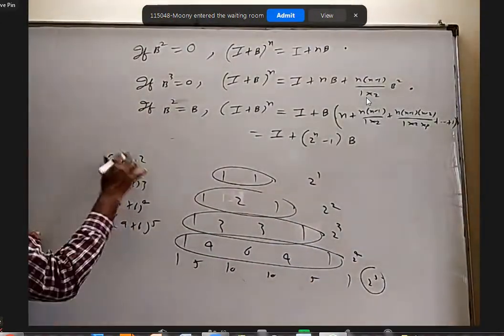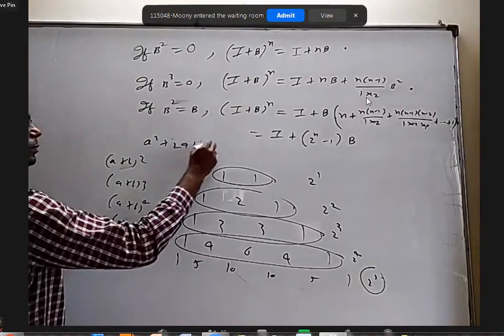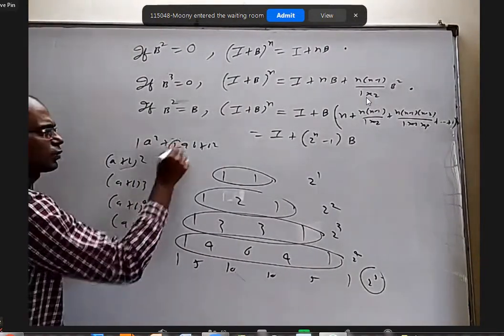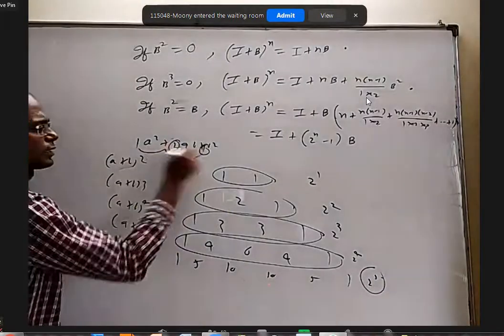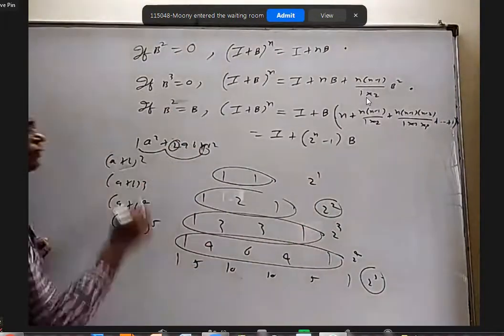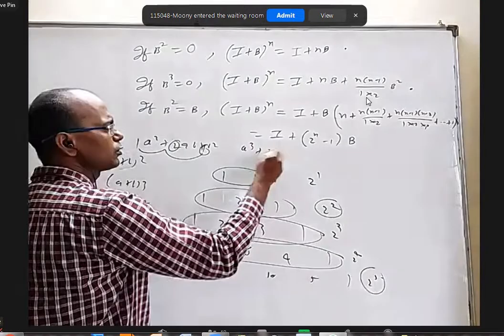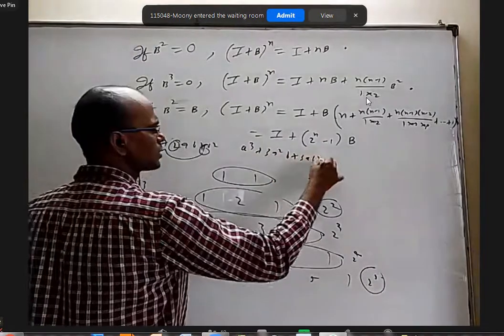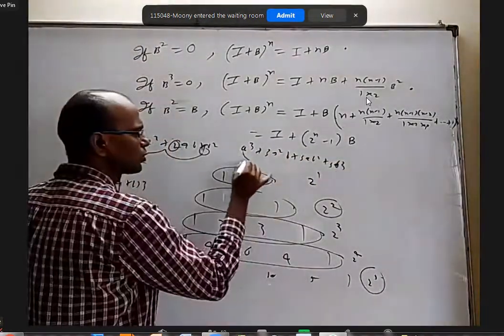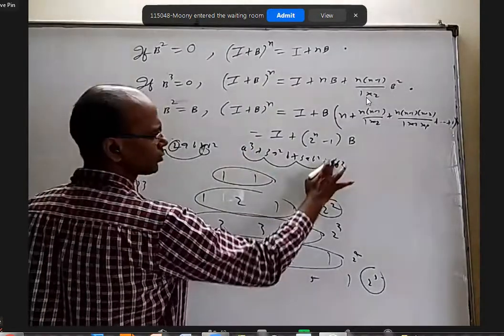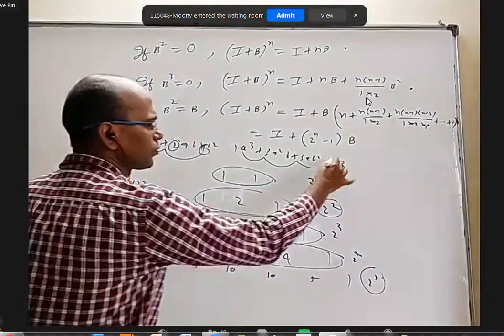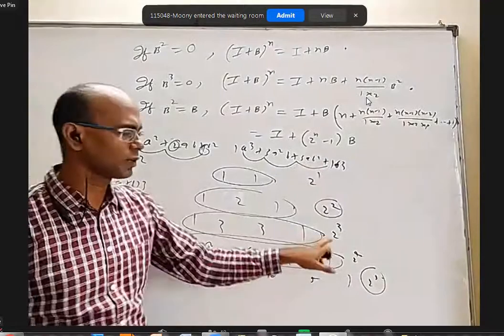For example, (a + b) whole square is a square plus 2ab plus b square. Here the coefficient is 1, here 2, here 1. The sum is 2 square. If you take (a + b) whole cube, it is a cube plus 3a square b plus 3ab square plus b cube. Here 1, 3, 3, 1. When you add, you will get 2 cube.